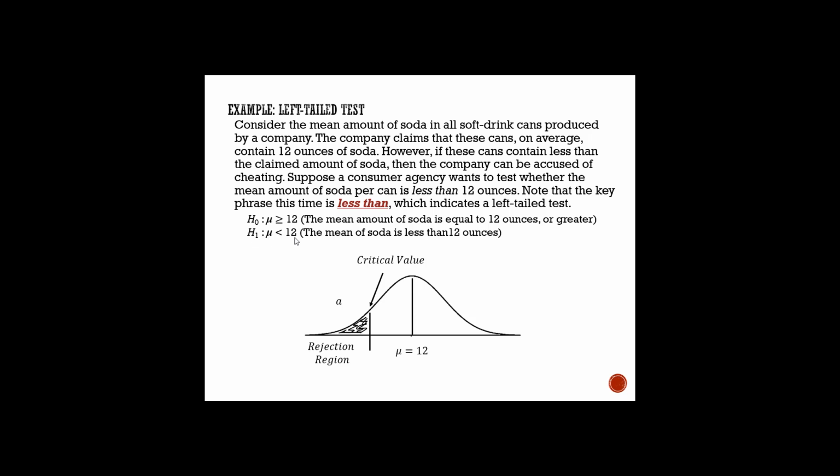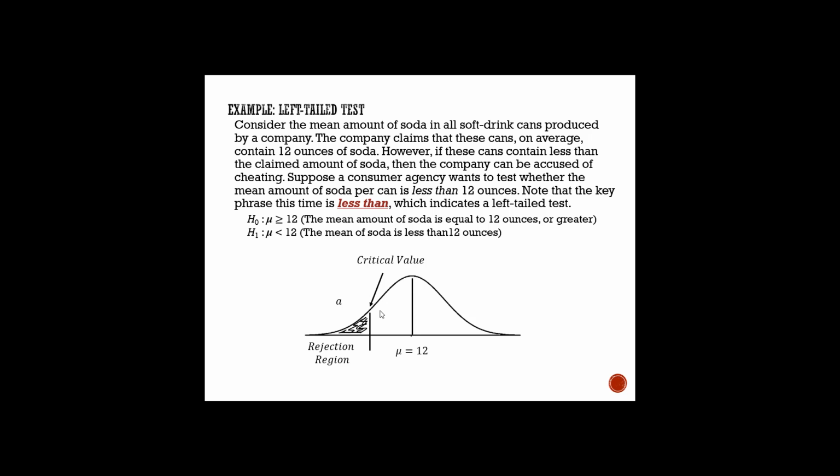I'm the researcher. I am the consumer agency. I say, I believe the mean is less than 12. In other words, they're cheating people. What's the null hypothesis then? Well, the mean is equal to 12, or it could be greater. Either way, right? Now, sometimes in programs or in problems you may see just equal here, but I like to put all of the rest of the alternative in here. So I like to put greater than or equal, because that would also be part of the null hypothesis, because they don't care if it's greater than 12. So that's the way I usually list it.